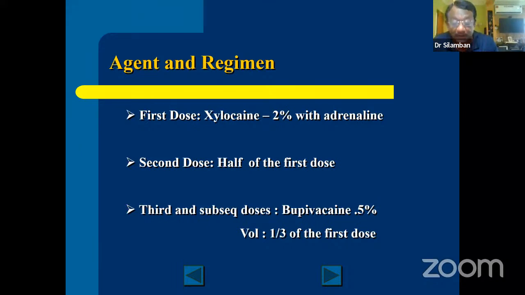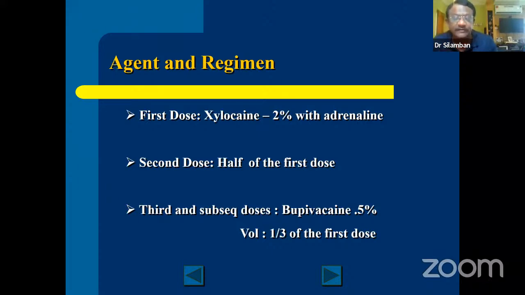Suppose you're doing a hemiarthroplasty. Initially, you may feel that relaxation is not required. But when he has to reduce after fixing the implant, if the relaxation is not good and the hip muscles are not well relaxed, the surgeon finds it very difficult to push the head back into the socket.